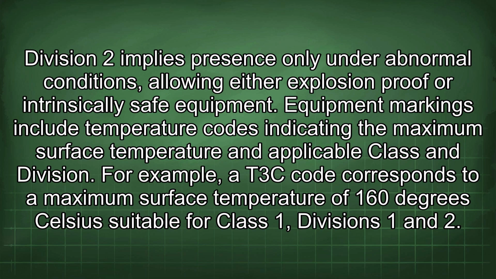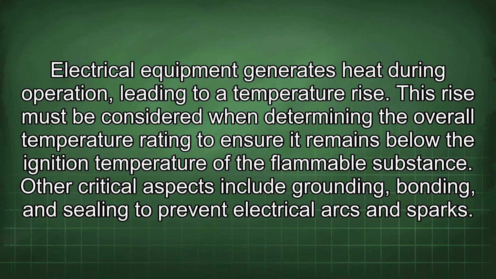Equipment markings include temperature codes indicating the maximum surface temperature and applicable class and division. For example, a T3C code corresponds to a maximum surface temperature of 160 degrees Celsius, suitable for Class 1, Divisions 1 and 2. Electrical equipment generates heat during operation, leading to a temperature rise.